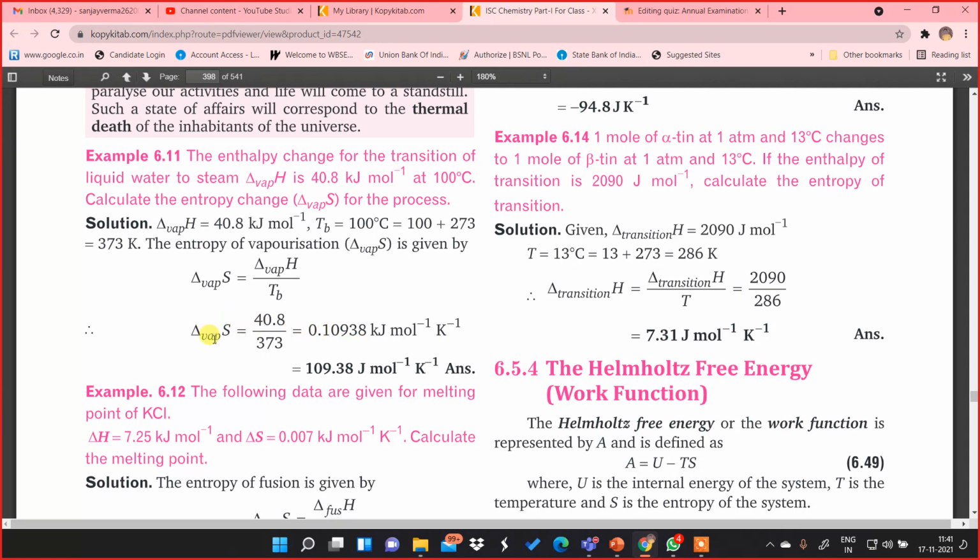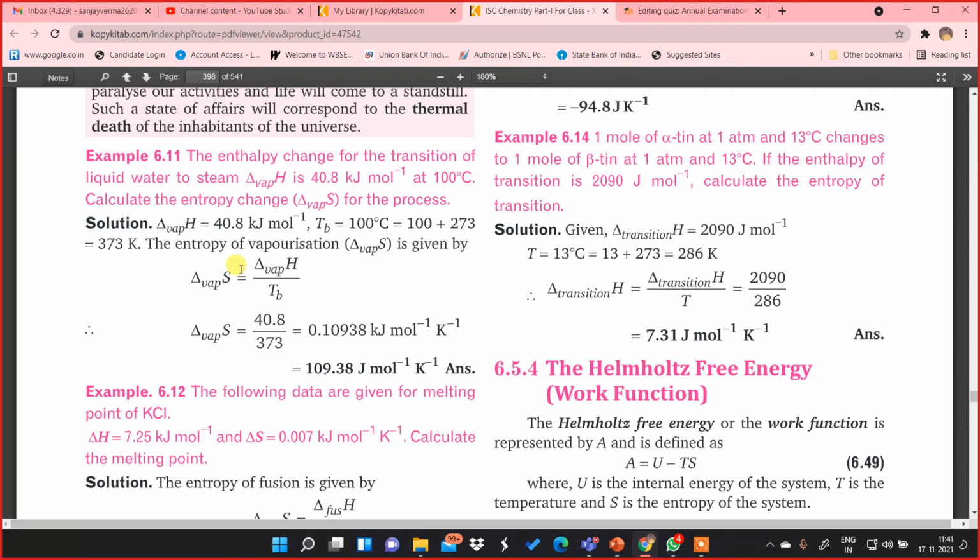Entropy of vaporization is coming to 0.10938 kilojoules per mole per Kelvin. So you can convert this into joules simply by multiplying by 1000. So you get 109.38 joules per mole per Kelvin. Answer. Direct application of formula. Okay. So you should be able to do these sums.